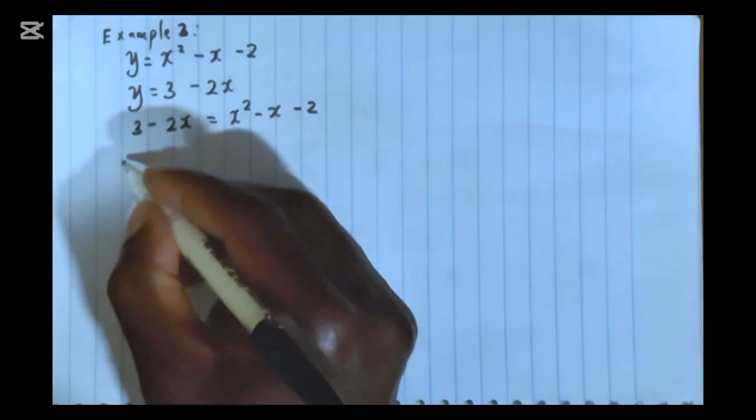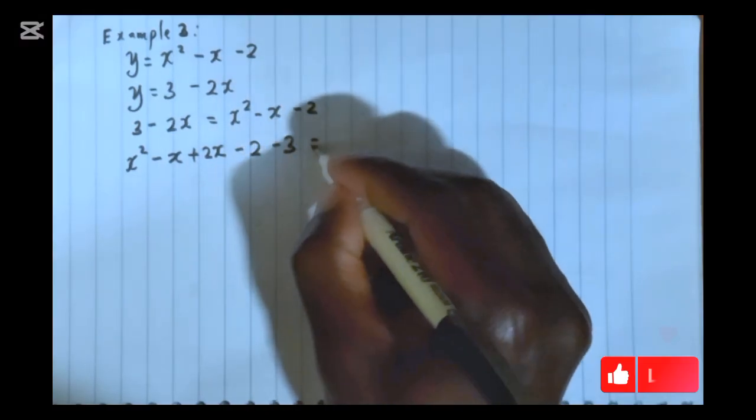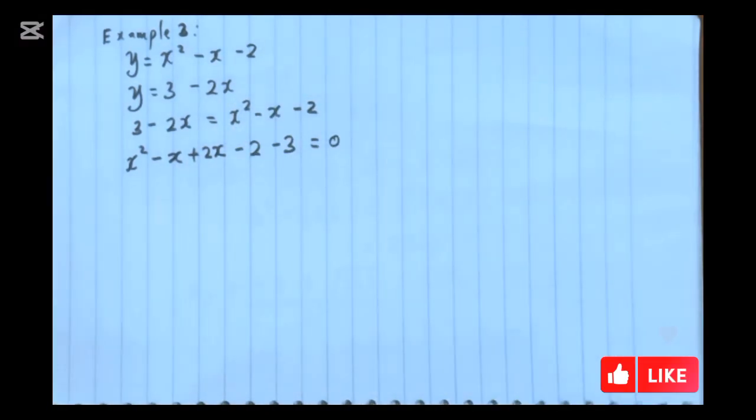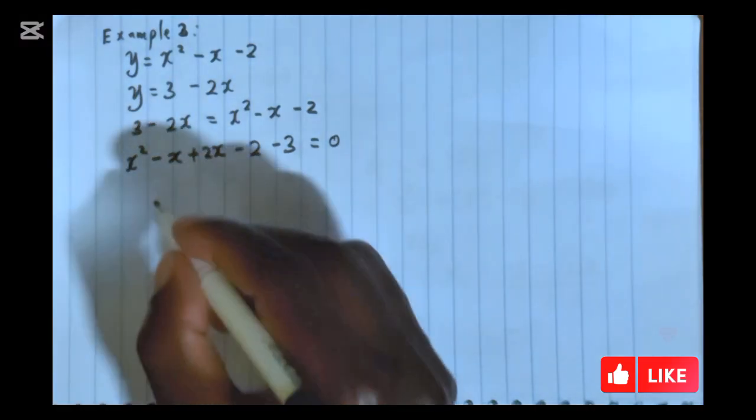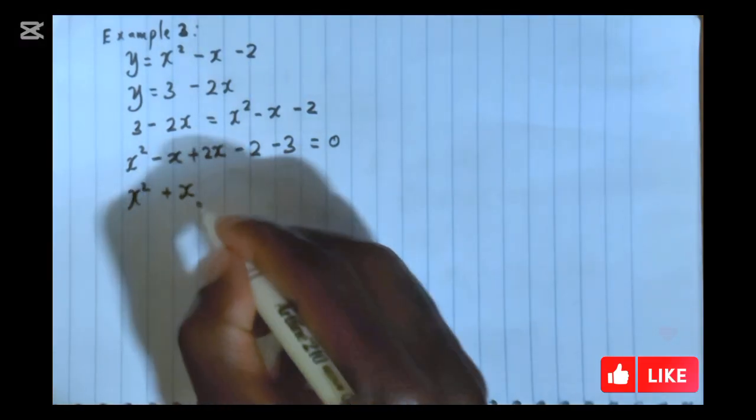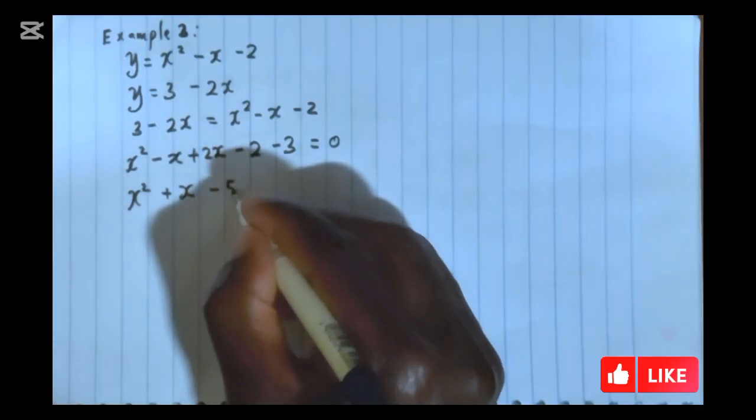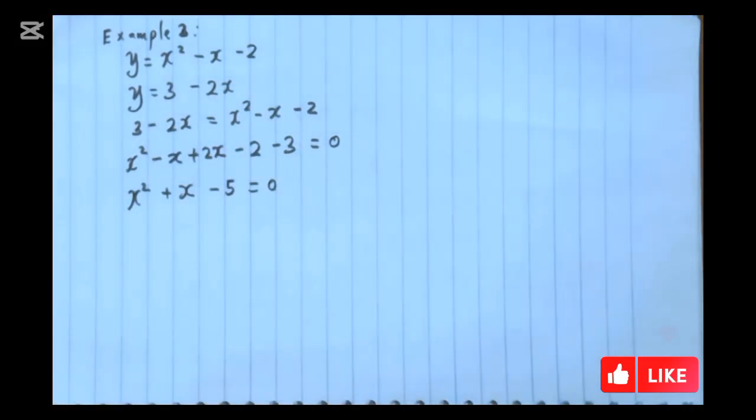All right. So basically, I'm going to have x squared, minus x, plus 2x, minus 2, minus 3, and all of that should be equal to 0. So note that this will give you x squared, and negative x plus 2x will be equal to x, and negative 2 minus 3 will be negative 5, and all that is equal to 0.